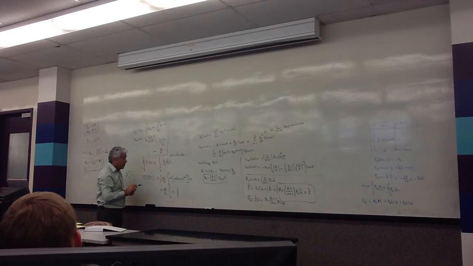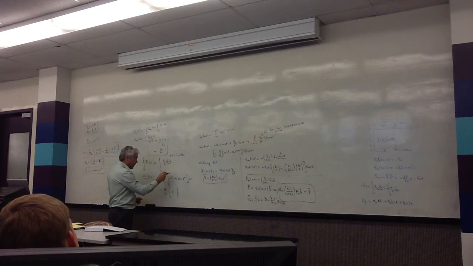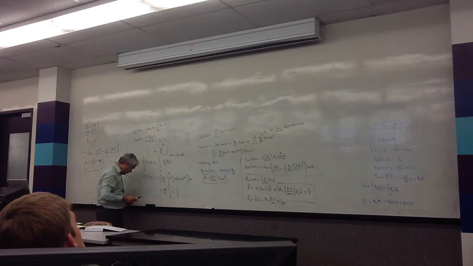Now, when I go and look at the contribution on the outside, I have to bring this contribution from 0 to A, sorry, plus the integral from A to R. And then when I'm inside, I have to go from 0 to R. Okay?